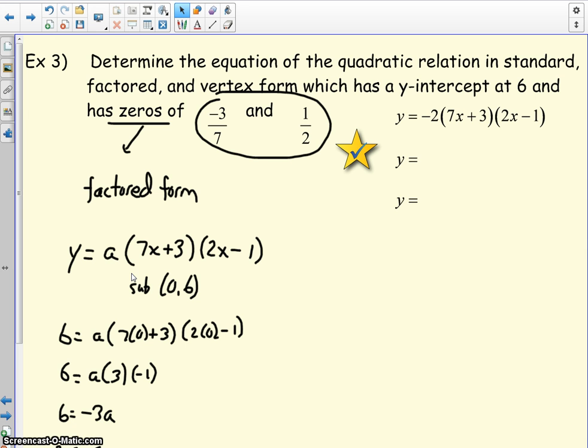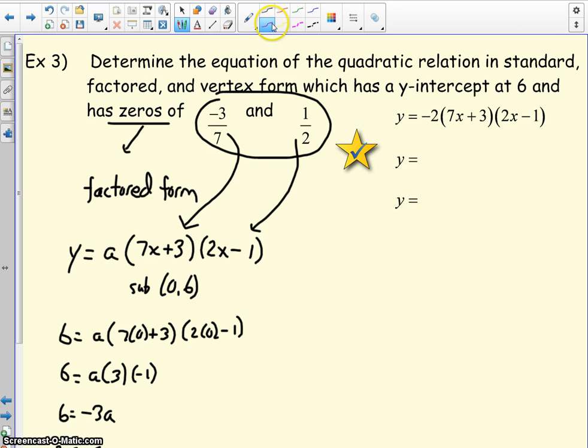So you have zeros of negative 3 over 7 and 1 over 2. So each of these will create a factor in factored form. So the negative 3 over 7 creates a factor of 7x plus 3, and the zero, 1 over 2, creates a factor of 2x minus 1. Okay, I would like you to set up your factors this way so there's no fractions inside each factor.